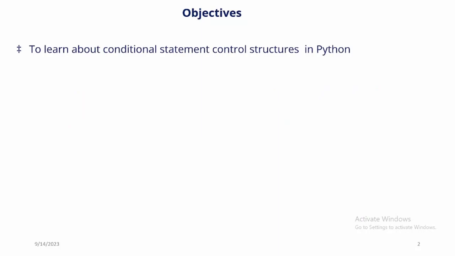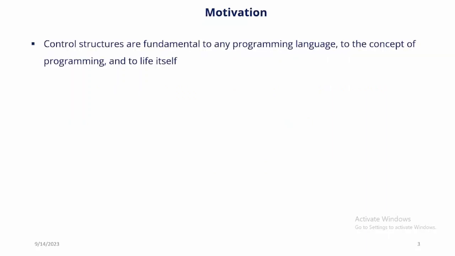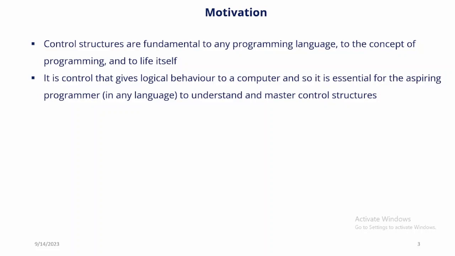The objective of the class today is to learn about conditional statement control structures in Python. Motivation. Control structures are fundamental to any programming language, to the concept of programming and to life itself. Life is about having control over things, and so it is with computer software. It is control that gives logical behavior to a computer, so it is essential for the aspiring programmer in any language to understand and master control structures.